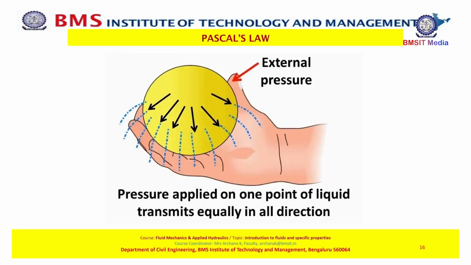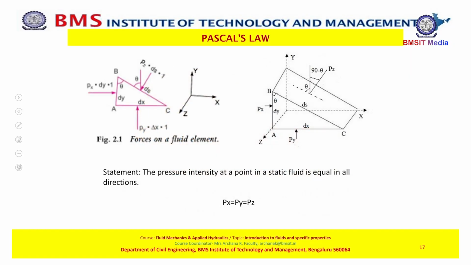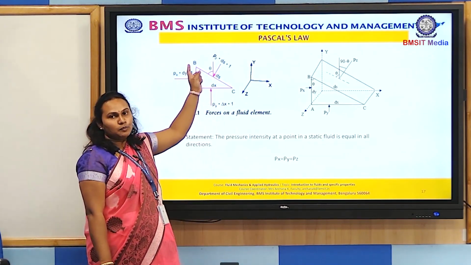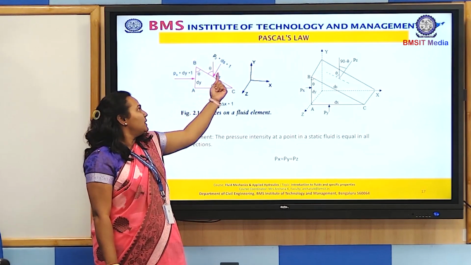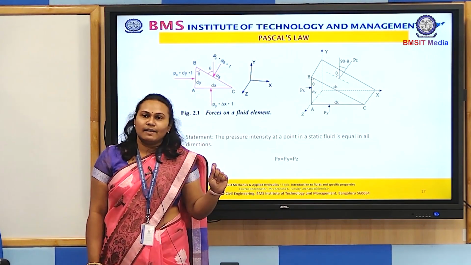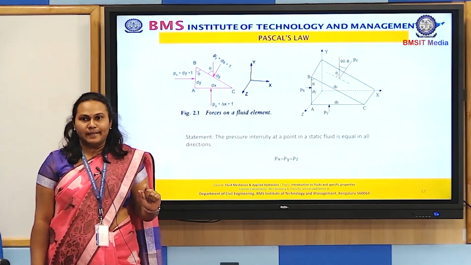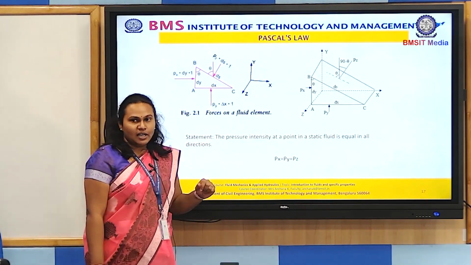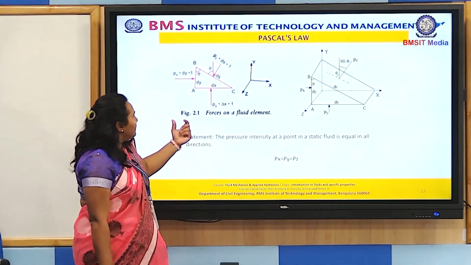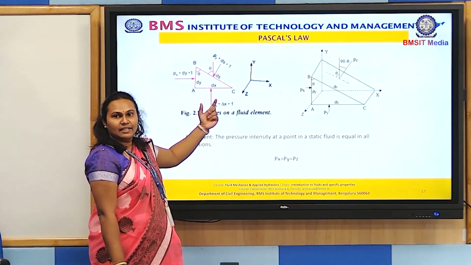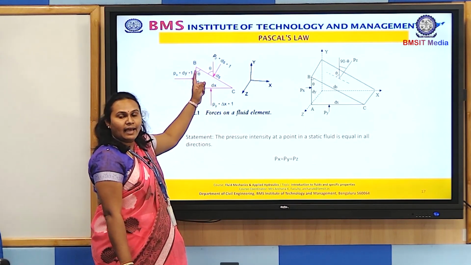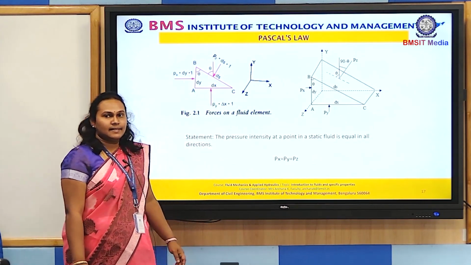So mathematically we can say that the pressure in x direction will be equal to the pressure in y direction, which will also be equal to the pressure in z direction. That is Px will be equal to Py will be equal to Pz. Since we have 3 directions here, we will be considering a triangular element having the sides A, B, C, where the side AC is dx, AB is dy, and the length of the side BC is ds.